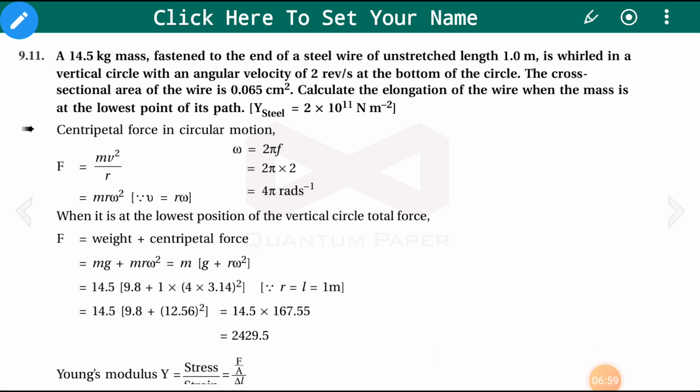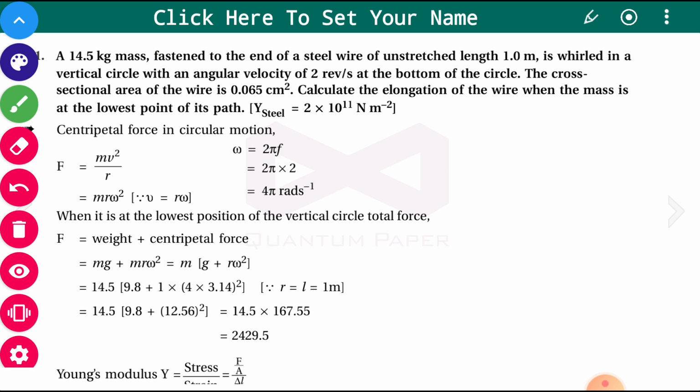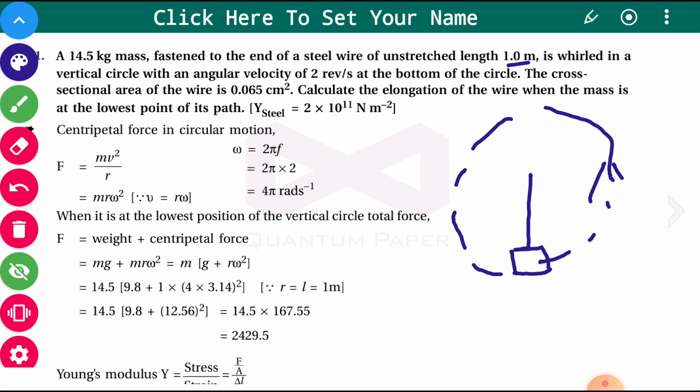Now we have the 11th numerical. A 14.5 kg mass is fastened to the end of a steel wire of unstretched length 1 meter. So it has the original length as 1 meter. Okay. Now it is whirled in a vertical circle. So the mass was attached and then it is whirled in the vertical circle. Initially the length is 1 meter, unstretched length, with a velocity of 2 revolutions per second at the bottom of the circle.